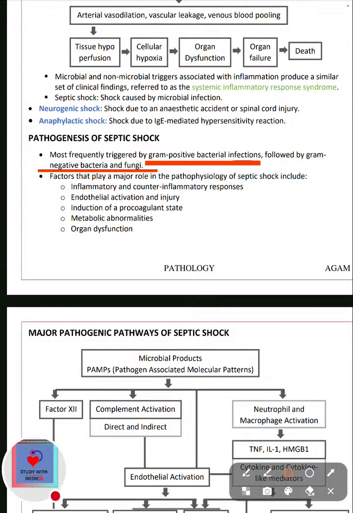फर्स्ट इन्फेक्शन किससे होता है? ग्राम पॉजिटिव. उसके बाद ग्राम नेगेटिव बैक्टीरिया एंड फंगाई आता है. ठीक है. Factors that play a major role in pathophysiology of septic shock: inflammatory and counter-inflammatory responses. जो इन्फ्लेमेटरी रिस्पॉन्सेस होती हैं, उसके बाद जो काउंटर इन्फ्लेमेटरी रिस्पॉन्सेस होती हैं.